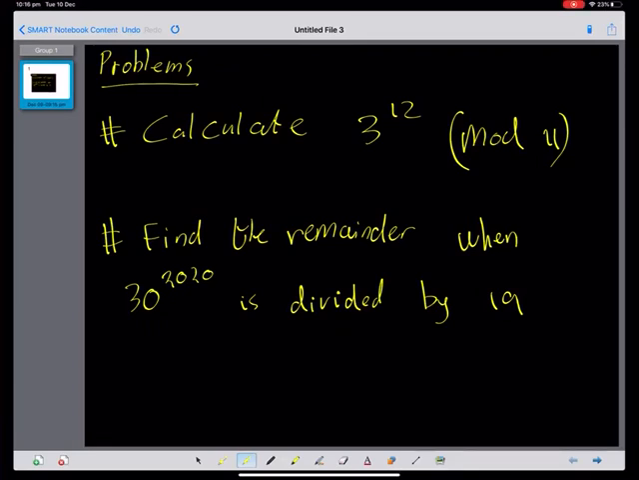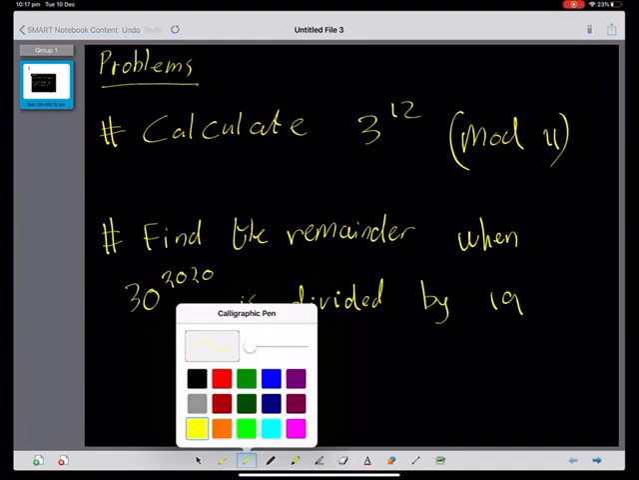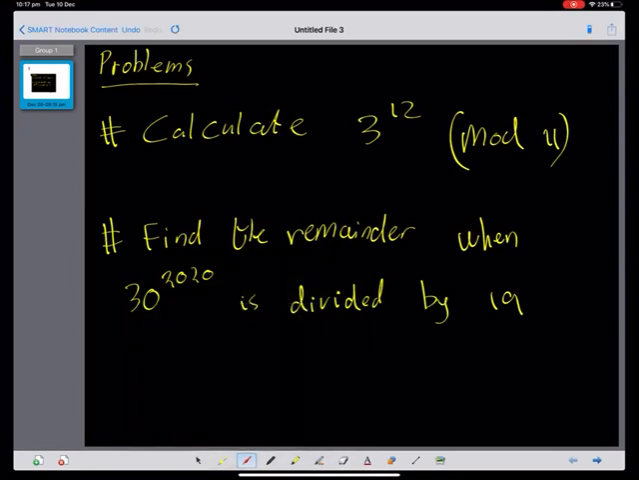Let's look at some problems which we can use Fermat's little theorem to solve. The first problem is calculate 3 to the 12 mod 11. What that problem is asking you is find the remainder of 3 to the 12 when divided by 11. The second question says find the remainder when 30 to the power of 2020 is divided by 19. Both these problems can be solved using Fermat's little theorem.